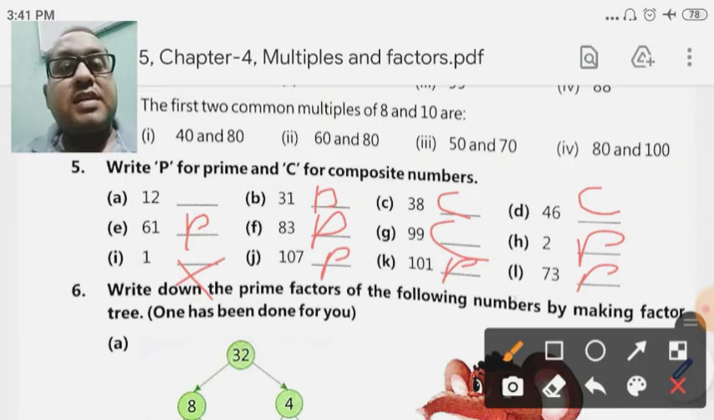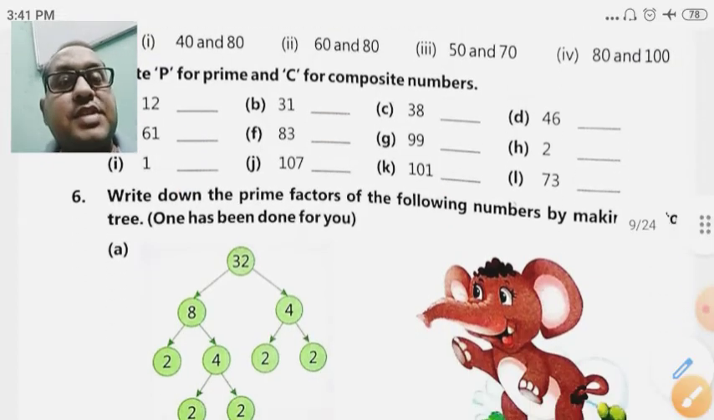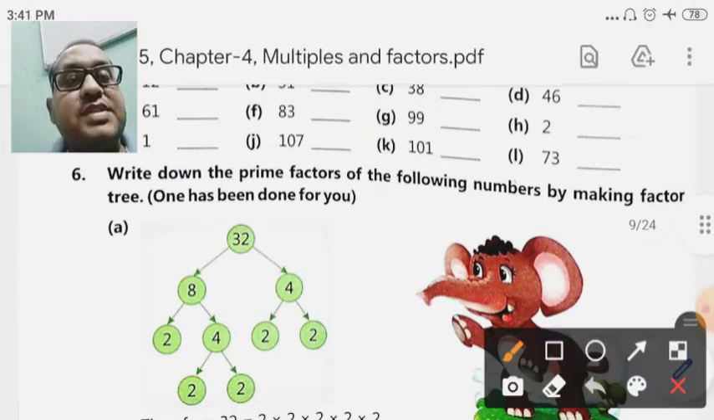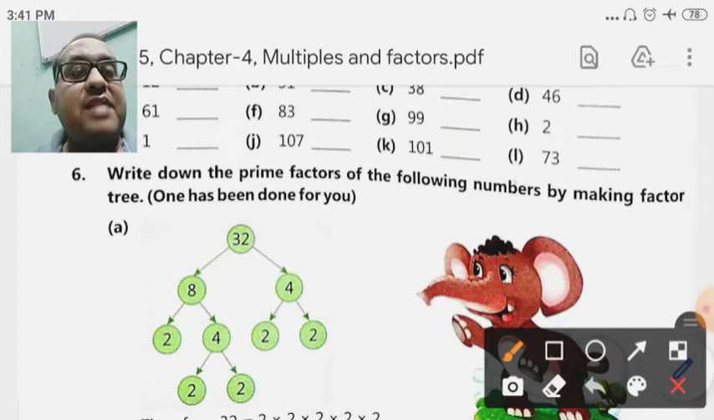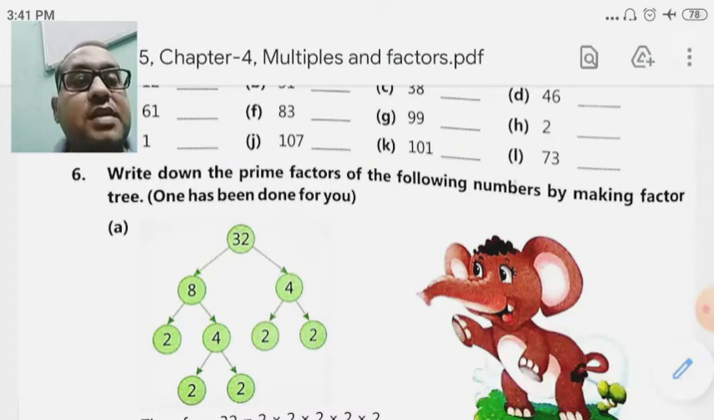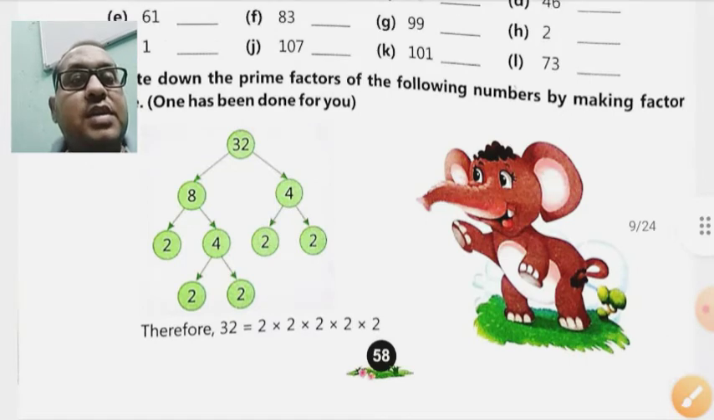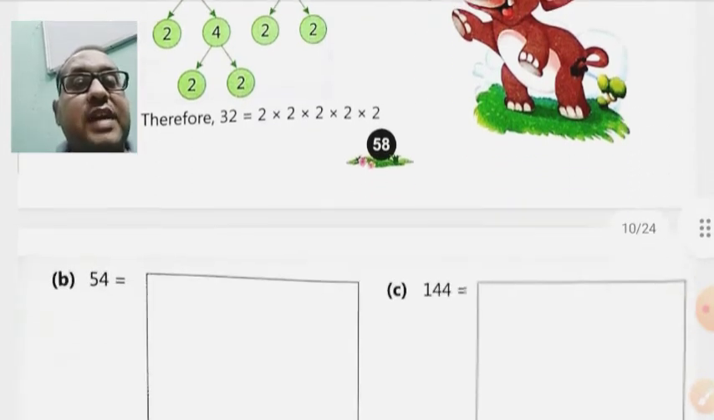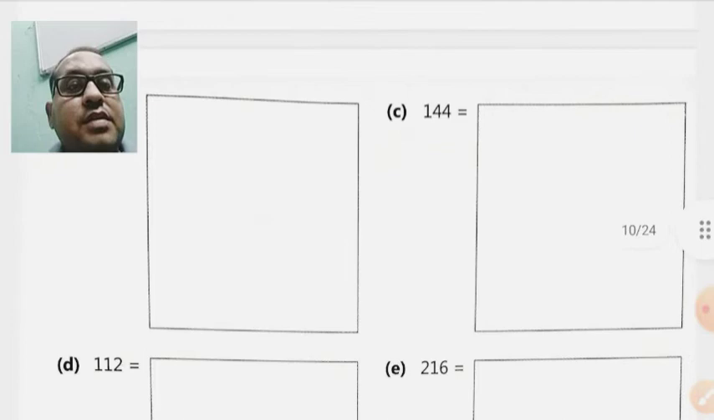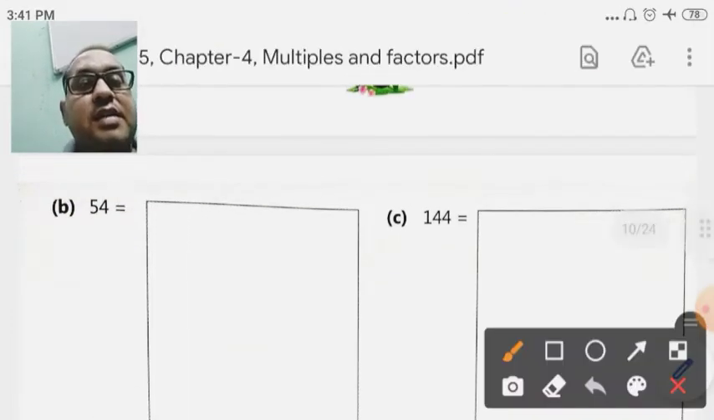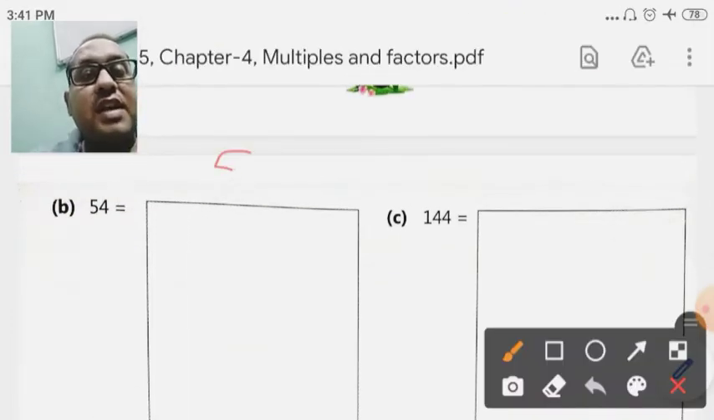You have to check by division whether these numbers are divisible by 1 and themselves only or not. Next is question number 6. Question number 6 is: write down the prime factors of each of the following numbers by making the factor tree. We have to find the prime factorization by using the factor tree method. We have earlier discussed the factor tree method in our last video also.